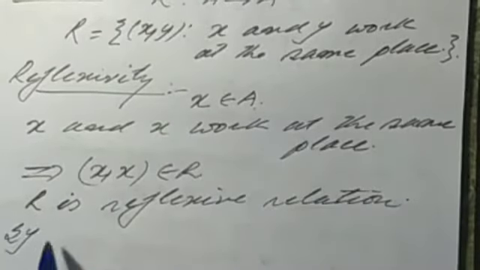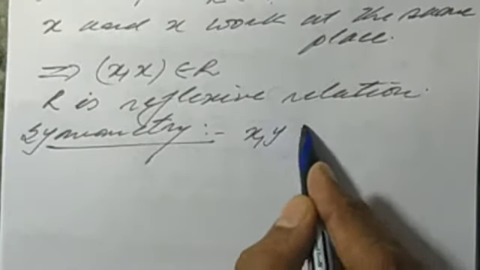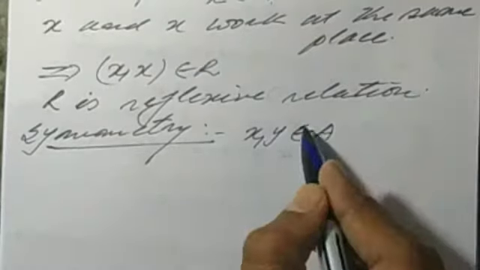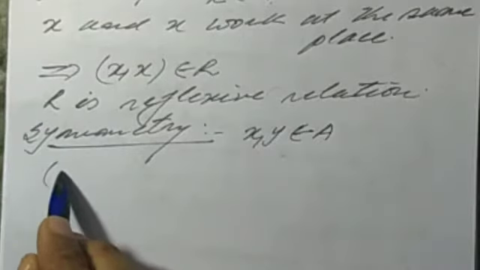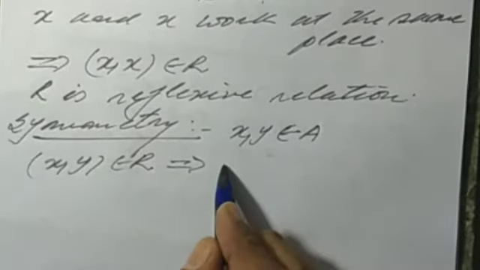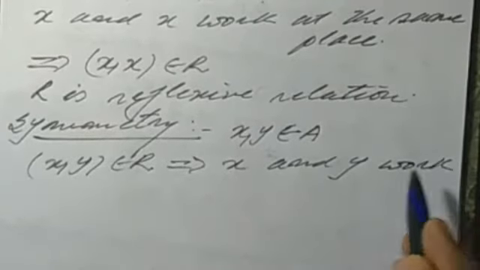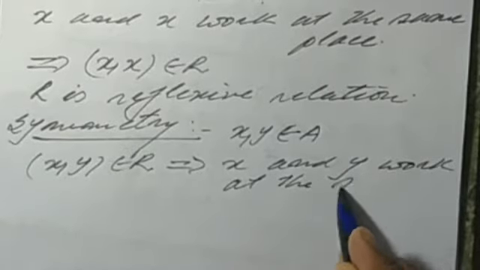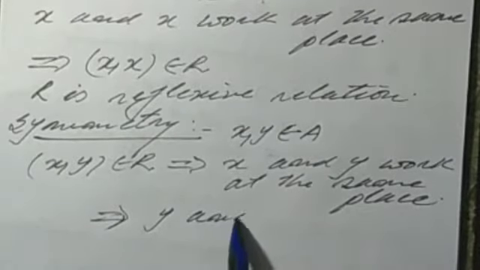Now let us talk about symmetry. For checking symmetry, let us take two arbitrary elements of domain A, x and y. Or we may say that x and y are two persons from the town A, such that (x, y) belongs to R. According to the definition, if (x, y) belongs to R, then x and y work at the same place. So as we observe, x and y work at the same place may also be written as y and x work at the same place.